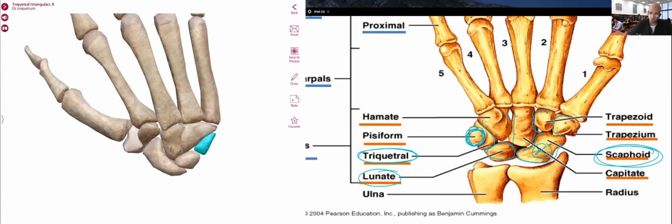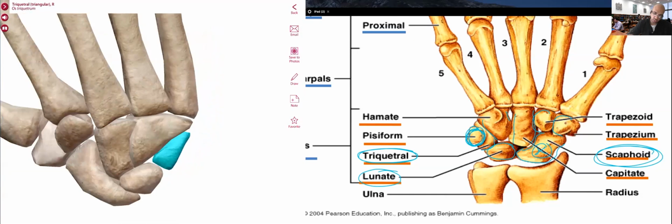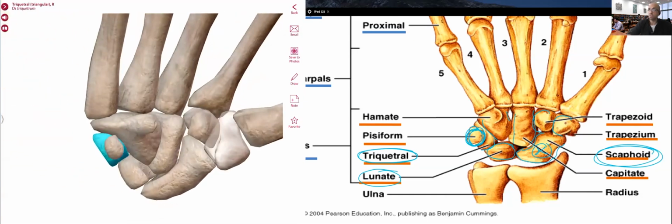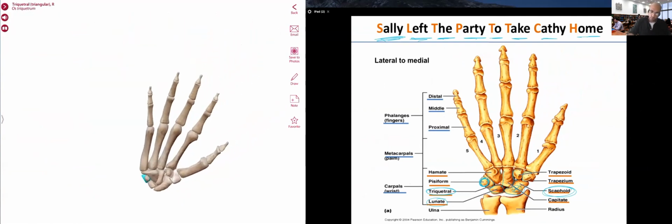So again, from a posterior view, you will see only seven carpal bones instead of eight. Why? Because the pisiform appears in the anterior surface. Questions?